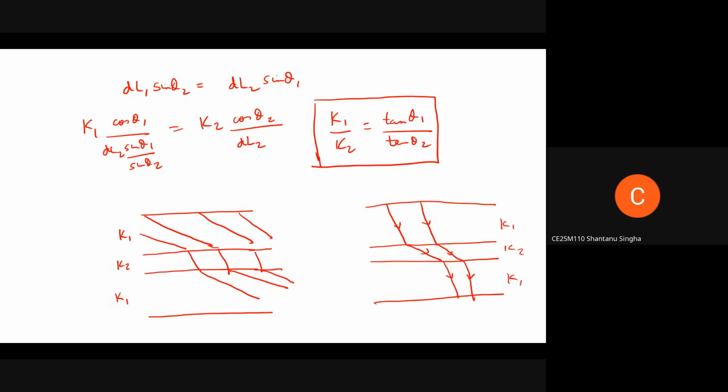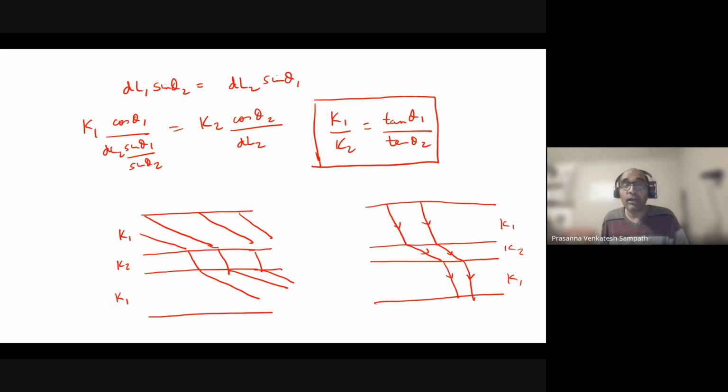K1 is greater. Okay, anybody else? I'm not saying you can't find out by using the equation given there, tan theta 1, tan theta 2. Suppose you didn't have that equation, could you still figure out which one is greater? Is K1 greater than K2 or is K2 greater than K1?